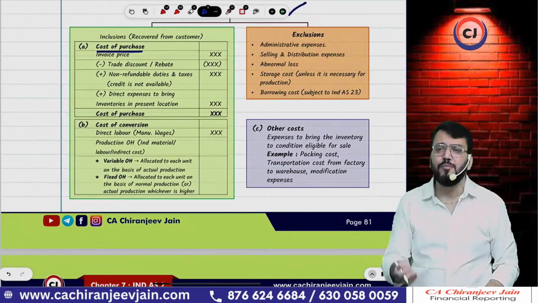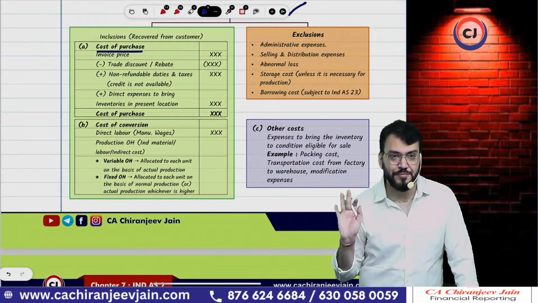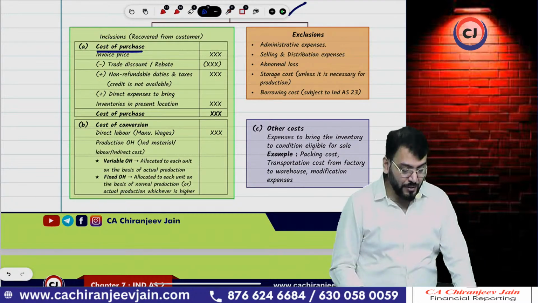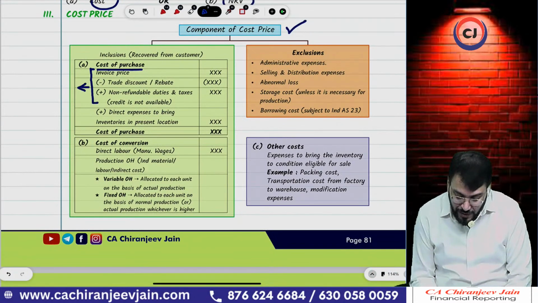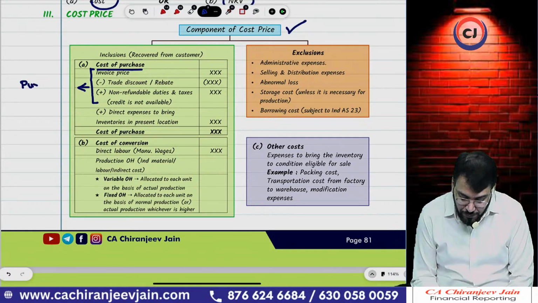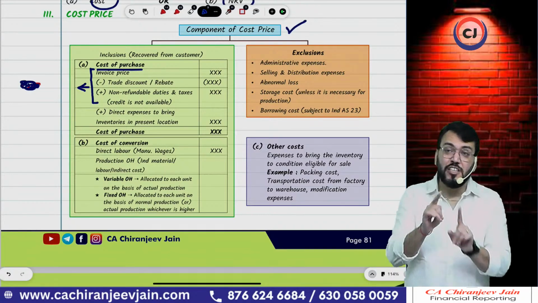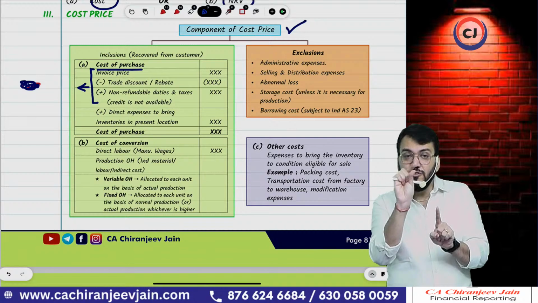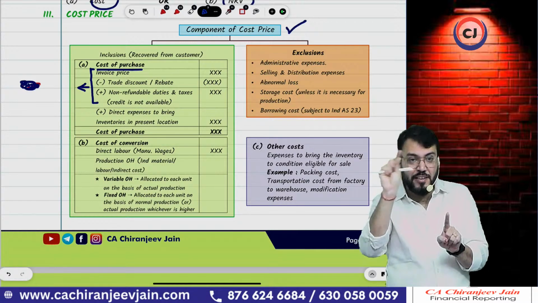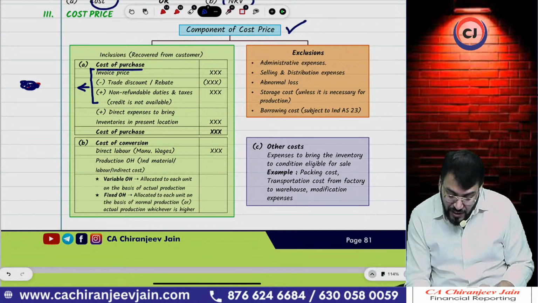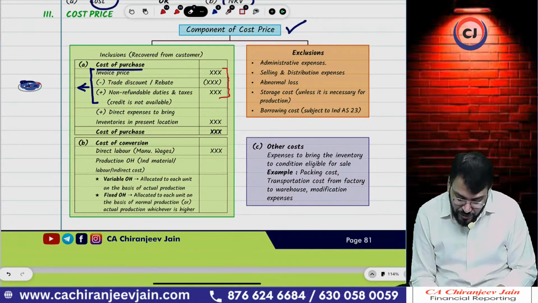Cost of purchase is very simple: invoice price less trade discount or rebate, plus any non-refundable duties and taxes. When we say these three, this actually becomes purchase price. Normally the purchase account is recorded by these three. When you say purchase account debit to creditor, that childhood entry, remember? With this purchase journal entry was done with these three amounts. Are you able to understand what I am saying?